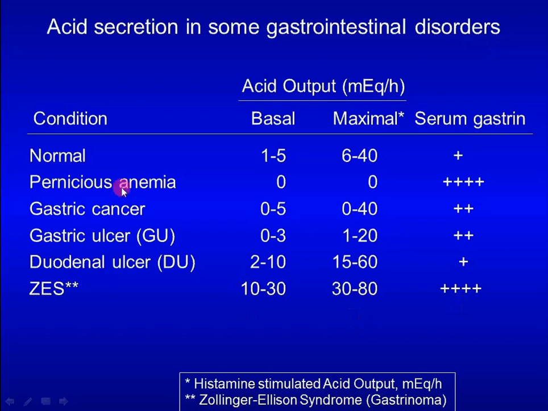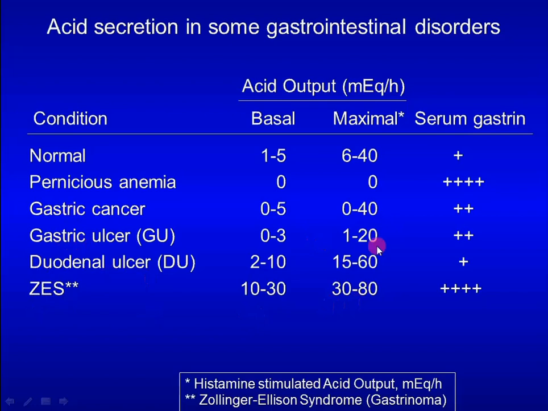One is pernicious anemia, in which parietal cells are destroyed. In this case, there is no gastric acid secretion. Serum gastrin level is very high. The opposite condition is Zollinger-Ellison syndrome, where excess gastrin is produced. The result is high acid secretion. In between are gastric cancer, gastric ulcer, and duodenal ulcer.